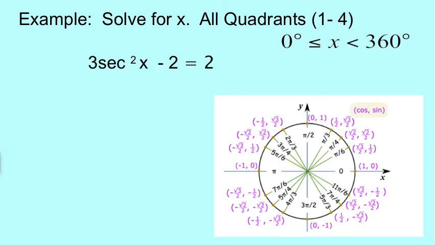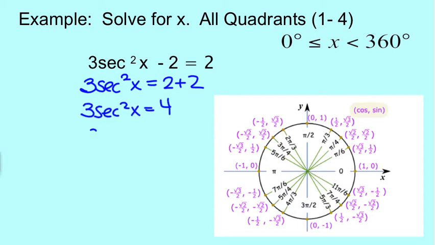Next example, 3 secant squared of x minus 2 equals 2. We haven't done any of those inverse functions yet, so let's solve this for x. So 3 secant squared of x, add 2 to both sides. We have 3 secant squared of x equals 4. And we're going to divide both sides by 3.